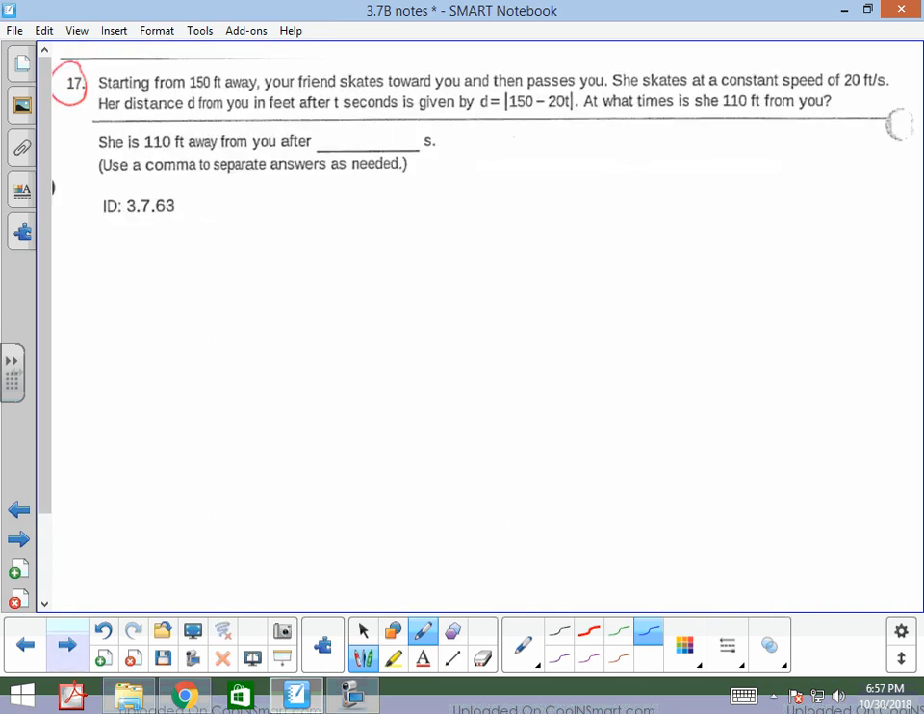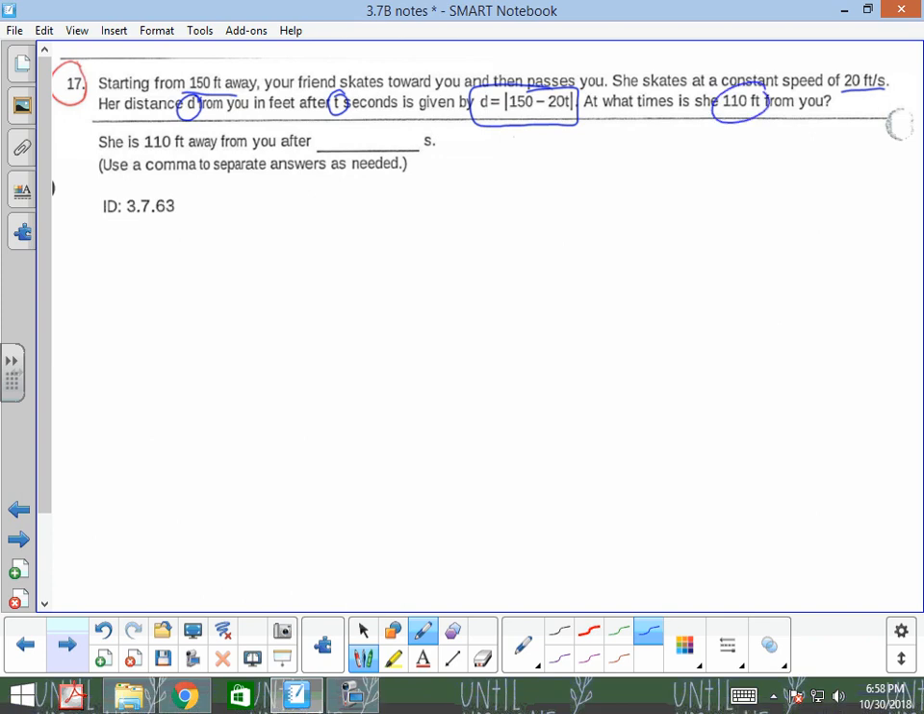All right, number 17 is a word problem. Starting from 150 feet away, your friend skates towards you and then passes you. She skates at a constant speed of 20 feet per second. Her distance d from you in feet after t seconds is given by this equation. At what times is she 110 feet from you? So this is an equation. We're going to take the d, where d is distance, and put 110 in for d.